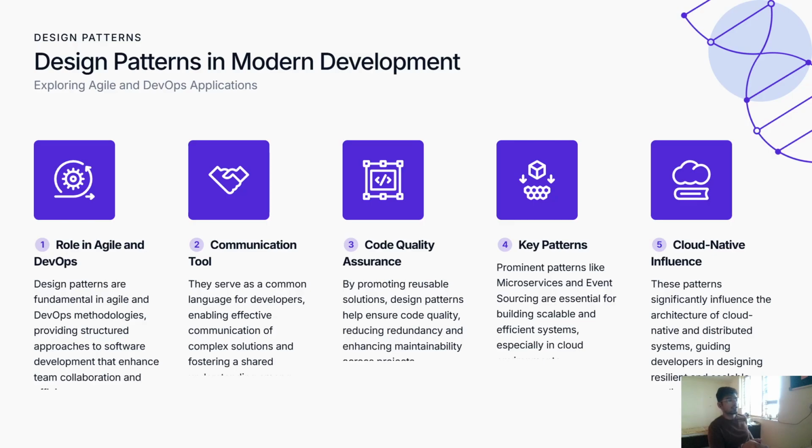Key patterns are basically prominent patterns like microservices and event sourcing, which are essential for building scalable and efficient systems, especially in the cloud. Cloud native influence. These patterns significantly influence the architecture of cloud native and distributed systems, guiding developers to design a resilient and scalable product.